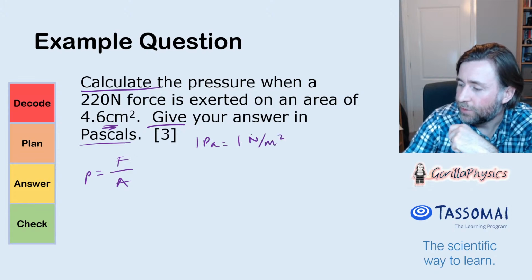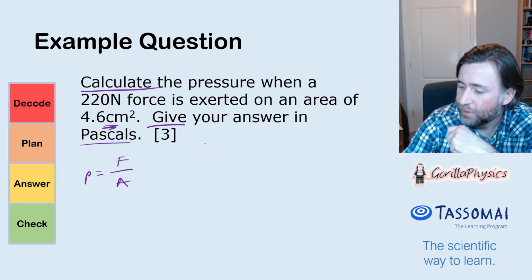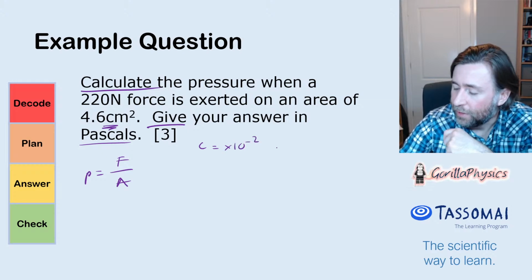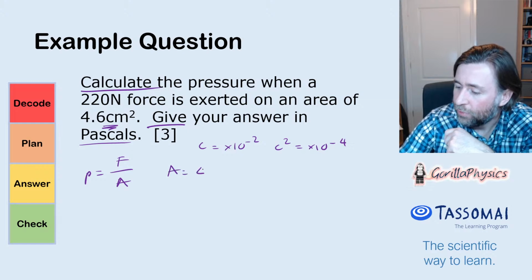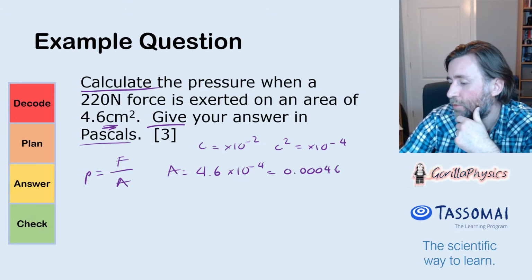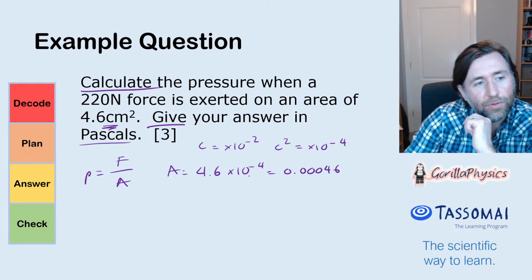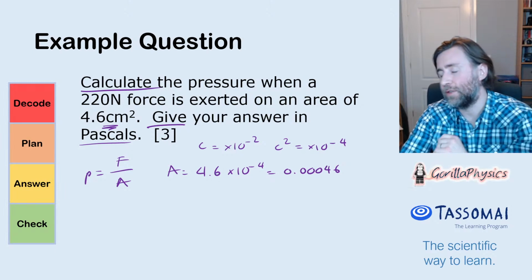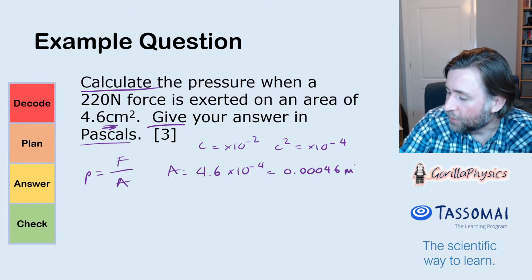So we need to convert centi into meters, and that will be like this. If a centi is times 10 to the minus 2, then centi squared, if you like, will be times 10 to the minus 4. So the area is 4.6 times 10 to the minus 4, or you could write that as 0.00046, which the minus 4 just means 4 zeros before the thing. Make sure you can convert these things, and that's meters squared now.